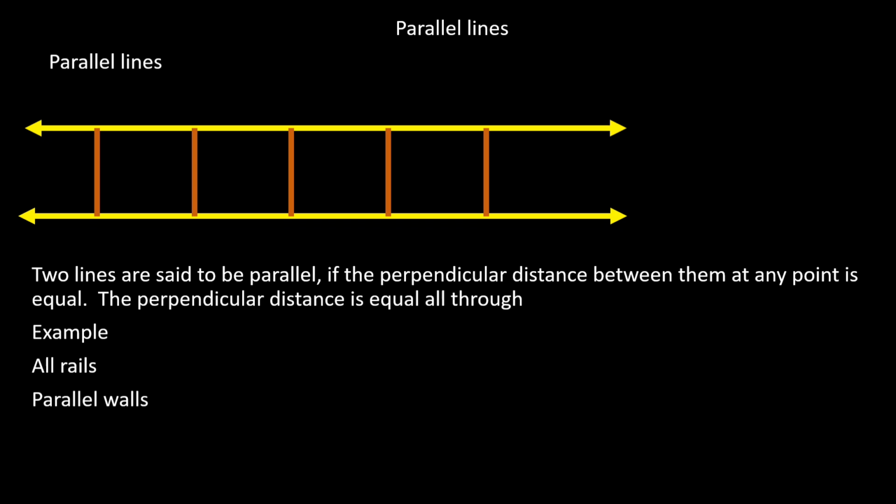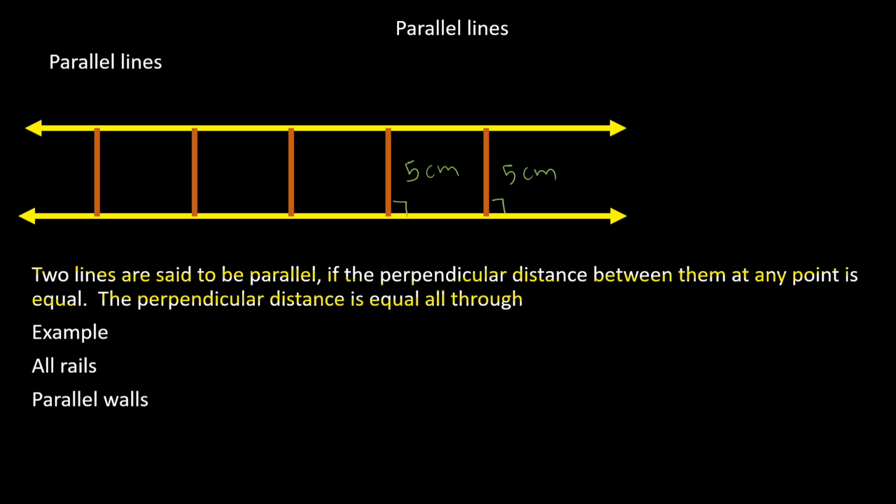The first one is parallel lines. Two lines are said to be parallel if the perpendicular distance between them at any point is equal. The perpendicular distance is equal all through. That is, if you take this distance as 5 centimeters, it will be 5 centimeters all through, and you should take only the perpendicular distance.